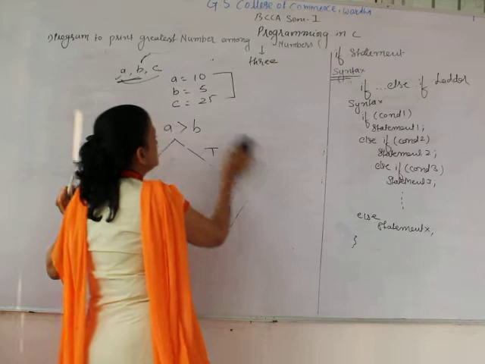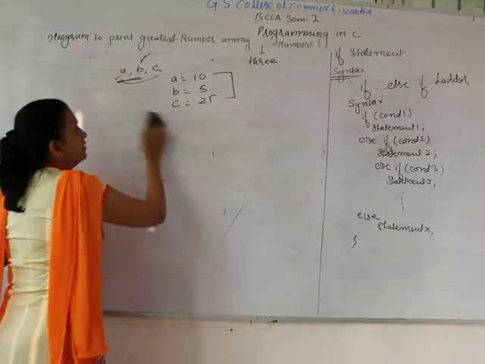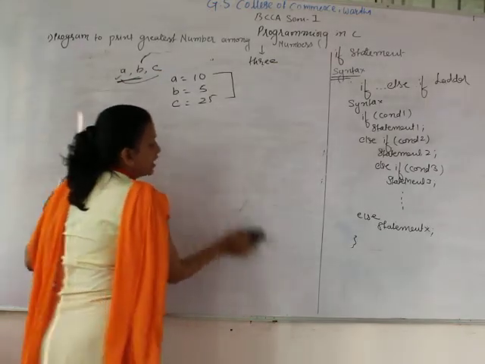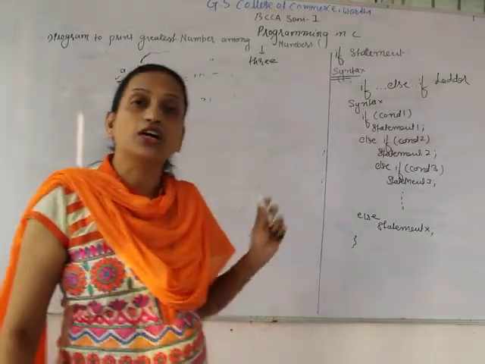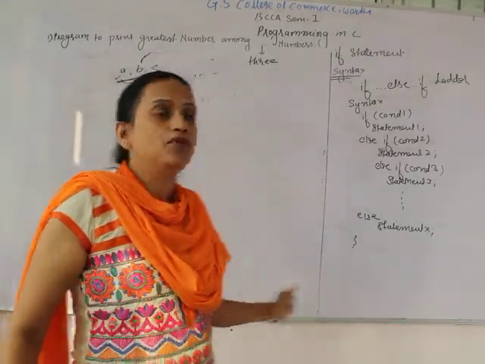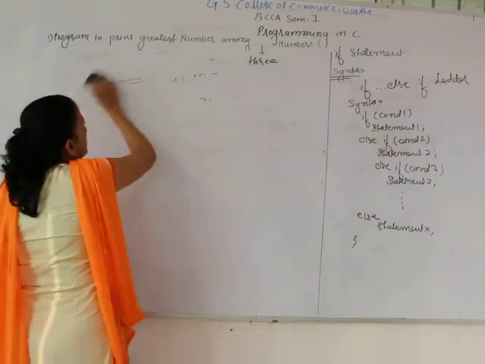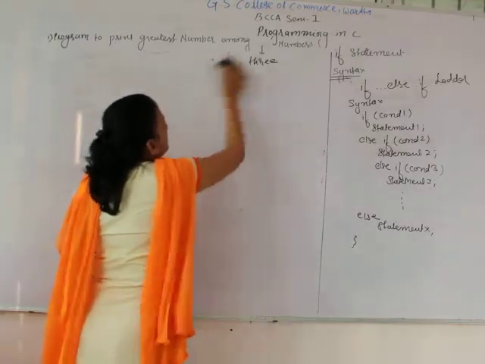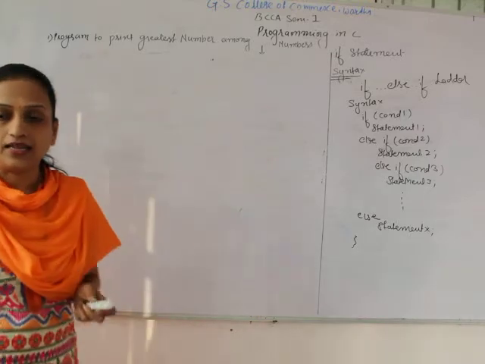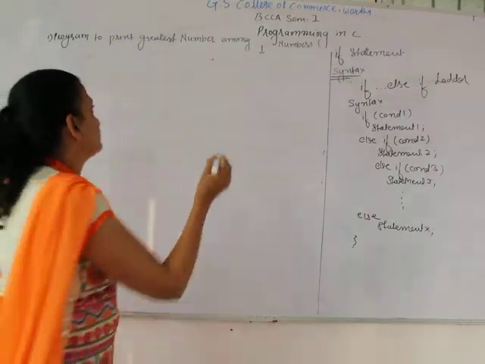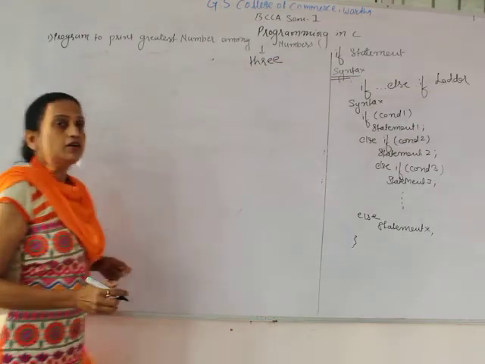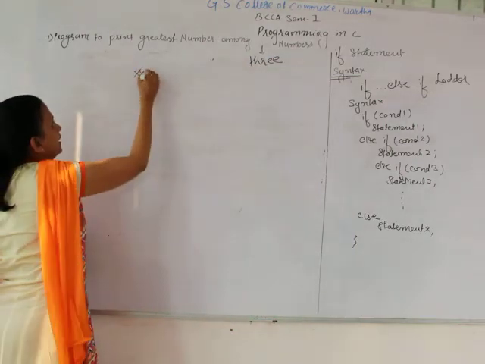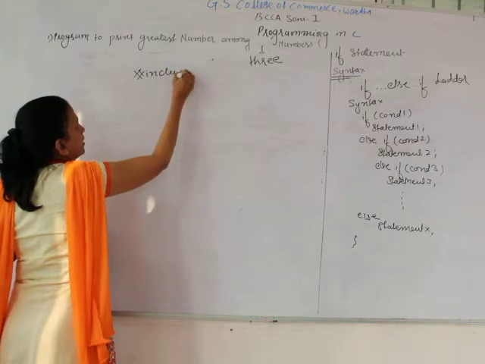Now I am going to explain the code. And it is your assignment to write the algorithm and flowchart for the same program, and submit it to me in our Google Classroom. So now I am starting to write the code for the same program.